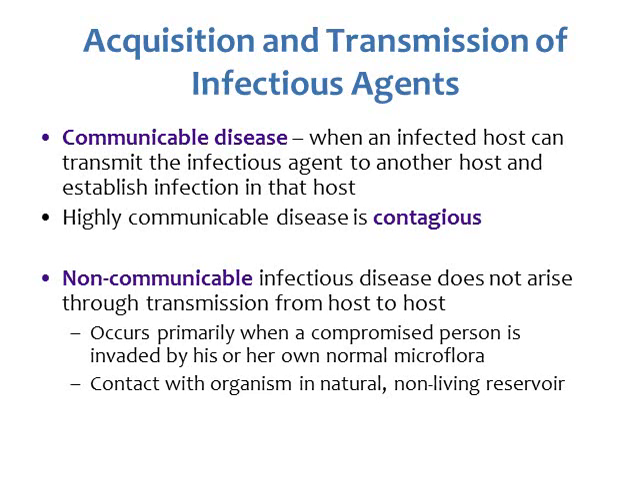Other infectious diseases, the non-communicable diseases, do not arise through transmission from one host to another. These are usually the endogenous infections, so they occur primarily when you have a compromised person, so immunocompromised, whose host defense system is down, and they actually infect themselves. This immunocompromised person is invaded by his or her own normal flora. Again, it's an endogenous infection. Or they can get it from contact with an organism in its natural environment, or they can get it from a non-living reservoir.